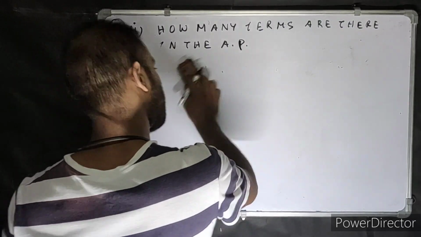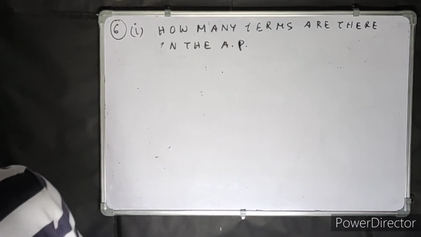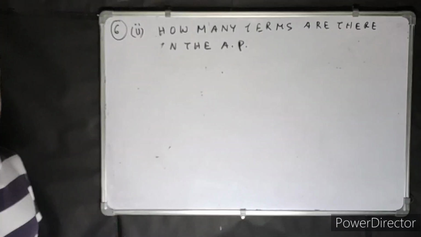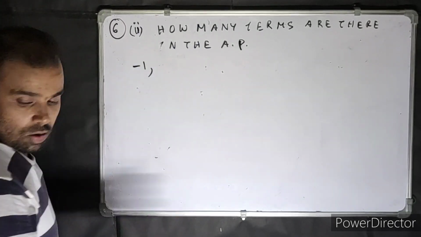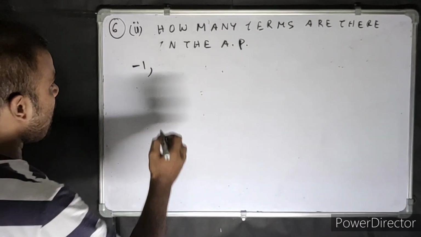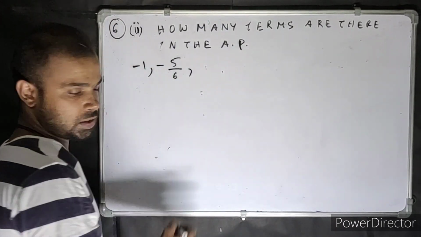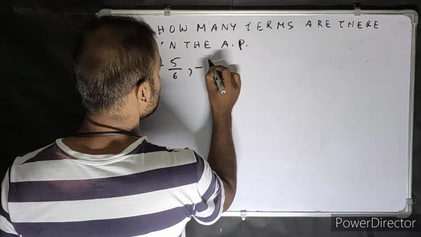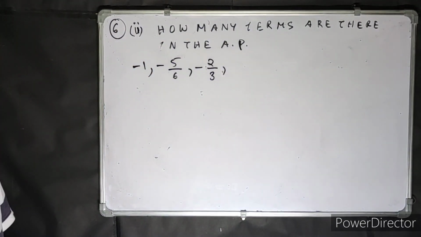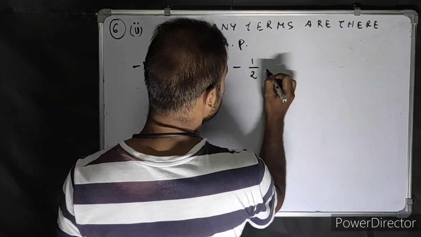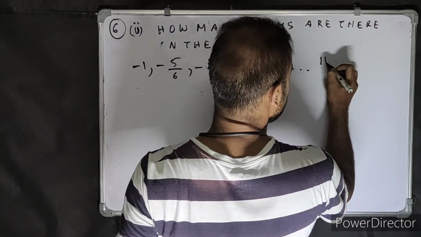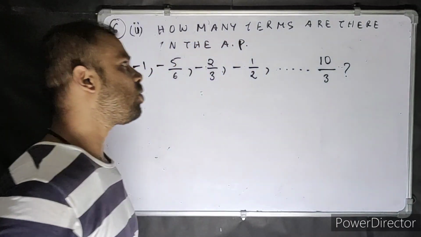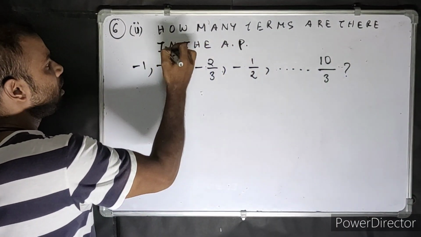So let's continue from here. How many terms are there in the AP 6 part 2, students? The AP that's given to us is minus 1, minus 5 by 6, minus 2 by 3, minus 1 by 2, and so on till the nth term, and that is 10 by 3. How many terms are there in the AP?